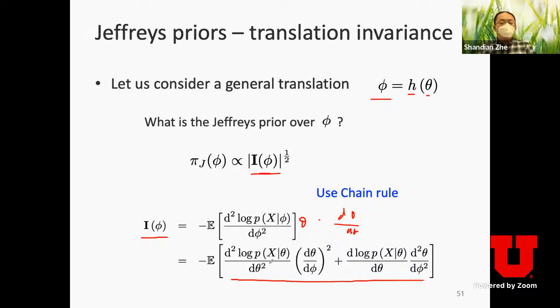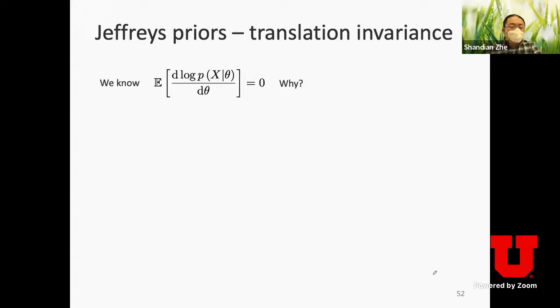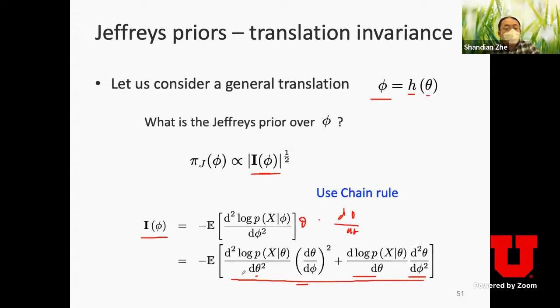So it actually contains two terms. First is the second order derivative of the log likelihood with respect to theta times the square of the derivative d theta over d phi, plus the first order derivative of the log likelihood with respect to theta multiplied by the second order derivative of theta with respect to phi. And a key observation here is that we're going to take expectation over each term and add them together. Right? So the key observation here is that the expectation of the second term is simply 0.